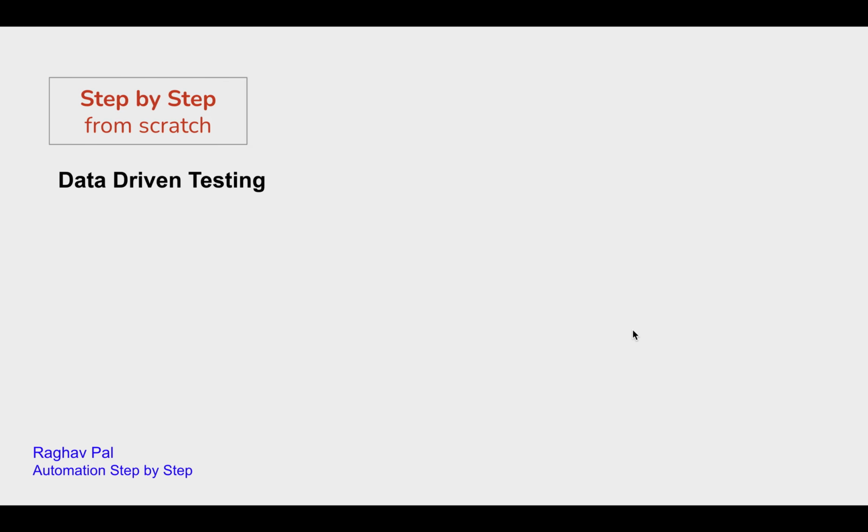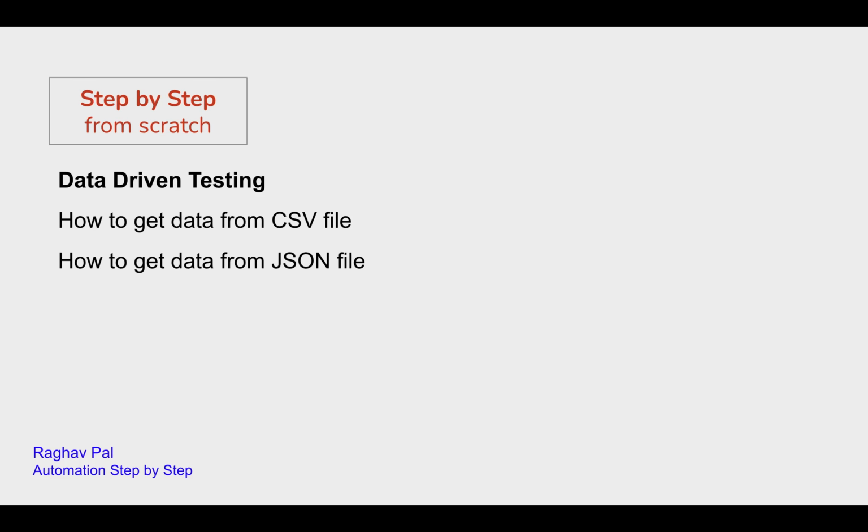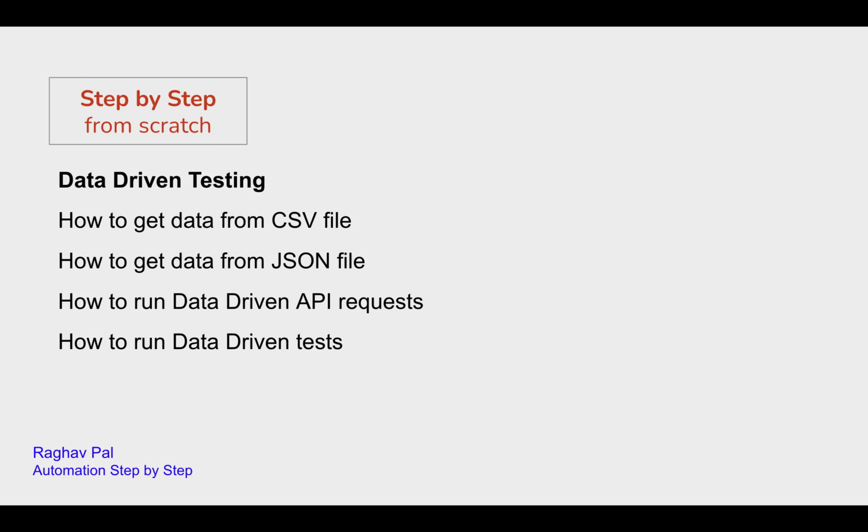Today we are going to learn step by step from scratch how we can do data driven testing with Postman. This will be very easy and very interesting. We will learn how to get data from a CSV file. We will also see how to get data from a JSON file, and then we will run our data driven API requests. I will also show you how you can refer to the values from the data files in the test scripts. So let's get started. I will discuss some useful tips with you as well during the sessions.